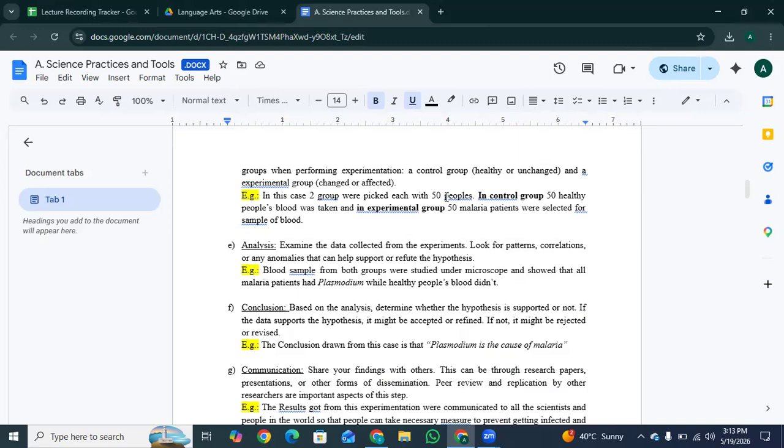Here we have an example. Blood samples from both groups were studied under a microscope and showed that all malaria patients had plasmodium while healthy people's blood did not. So, basically, scientists looked at all 100 blood samples under a microscope to see who had the tiny plasmodium creatures and who didn't. The result is that they found that all 50 malaria patients had plasmodium in their blood while the healthy people did not.